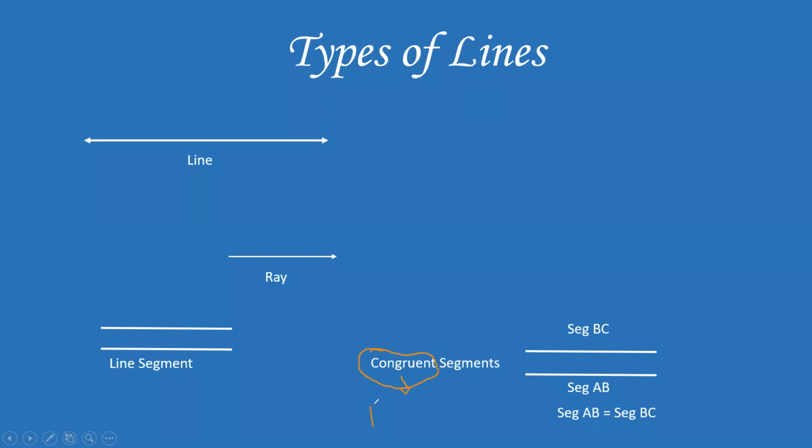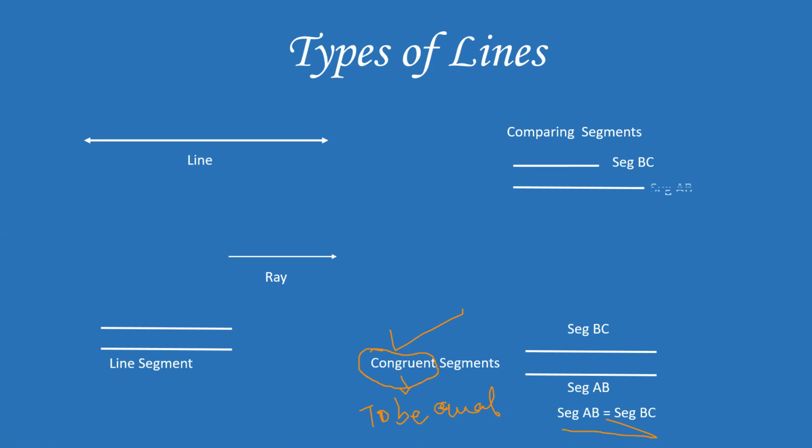Yes, to be equal, direct translation. So to be equal is congruent. Obviously these segments are equal, so we'll say they are congruent segments. Comparing segments: if I have two segments, segment BC and segment AB, obviously segment AB is greater than segment BC, because they are not the same.